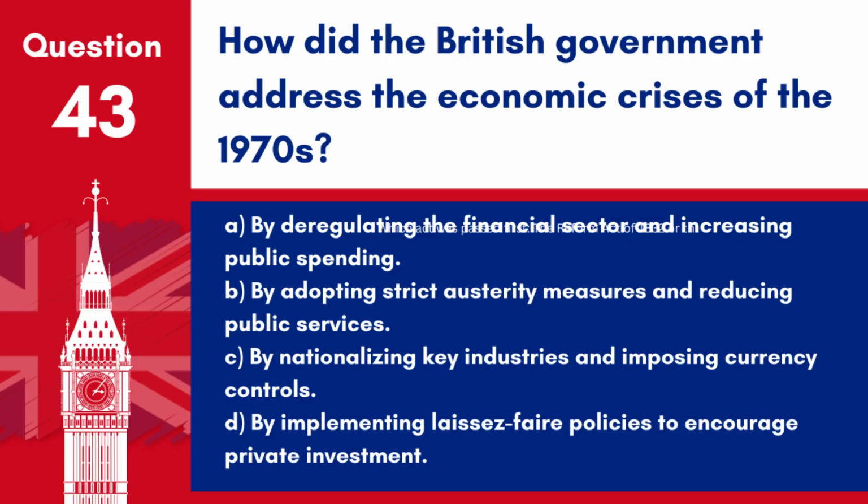Answer: C. By nationalising key industries and imposing currency controls. During the economic crisis of the 1970s, characterised by high inflation and unemployment, the British government nationalised certain industries and implemented measures like currency controls to stabilise the economy.